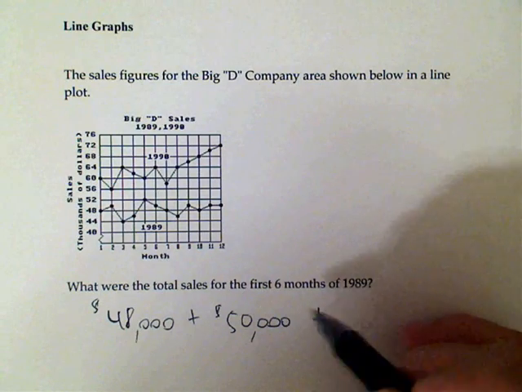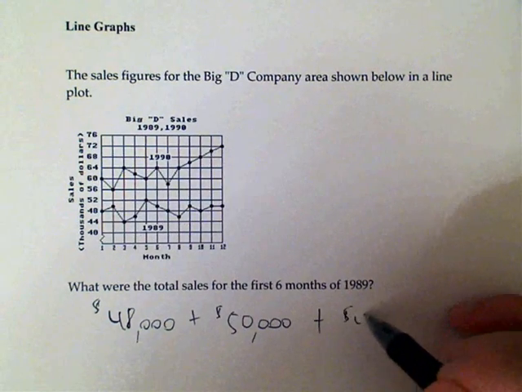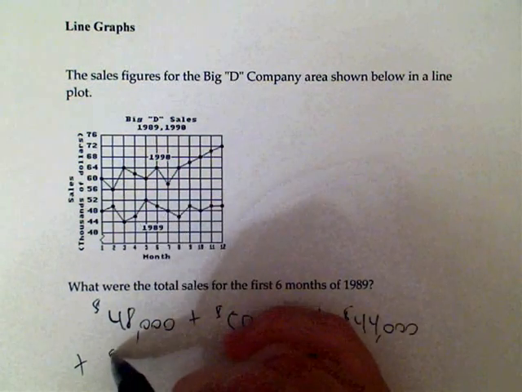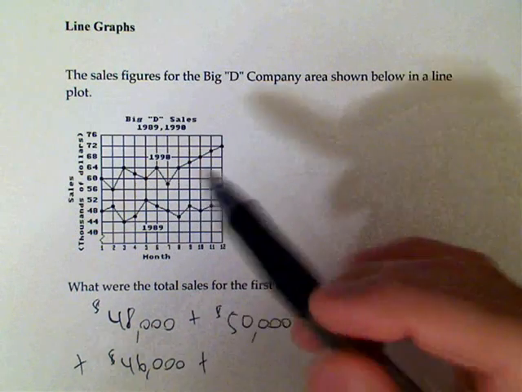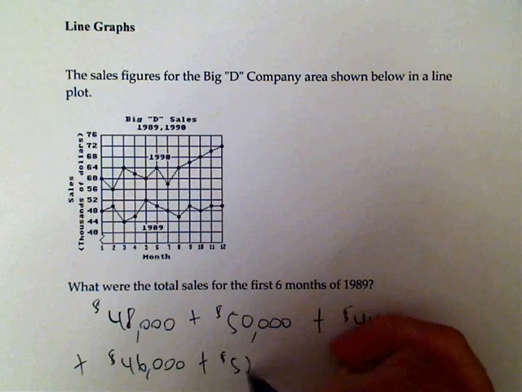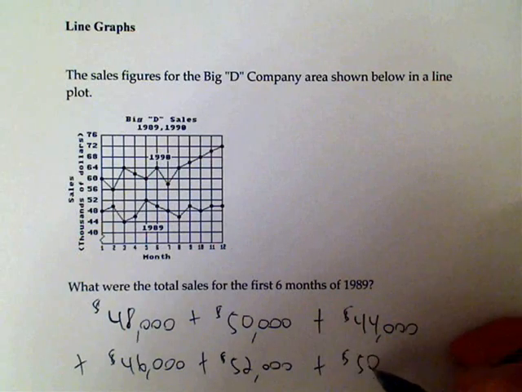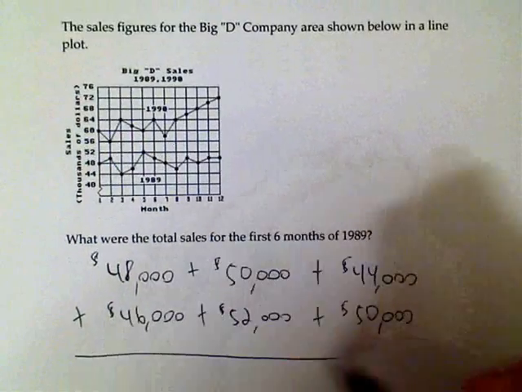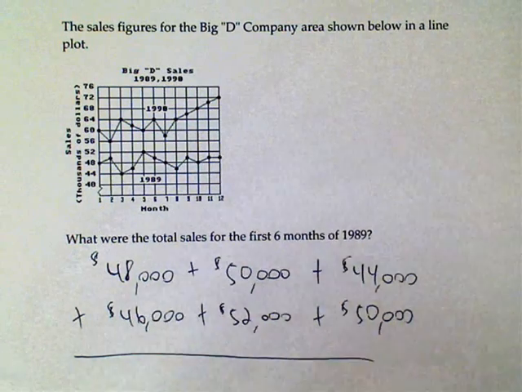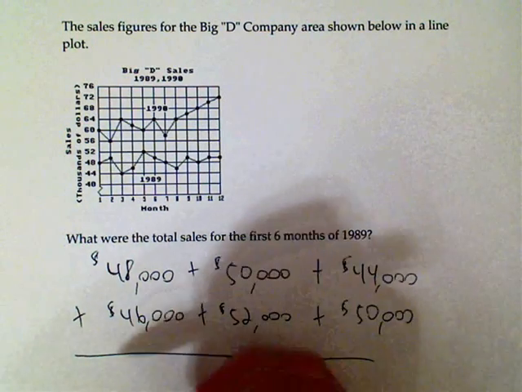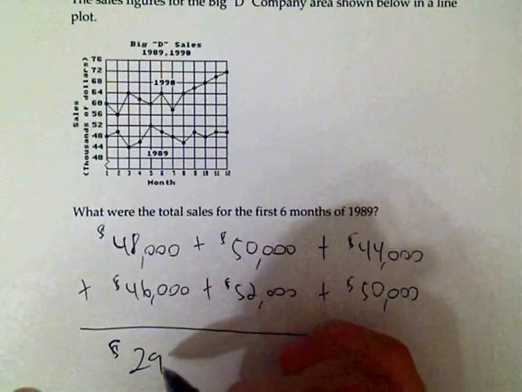The third one is 44,000. The fourth one is 46,000. Fifth one is 52,000. And the sixth month looks like it's about 50,000. And so let's add all those up. I'm going to take out my calculator. I'm going to add those up real quickly. And you could be doing the same thing. You can always stop these, pause them, do the work before I do it, and see if you can do it. And check your own work with the videos.